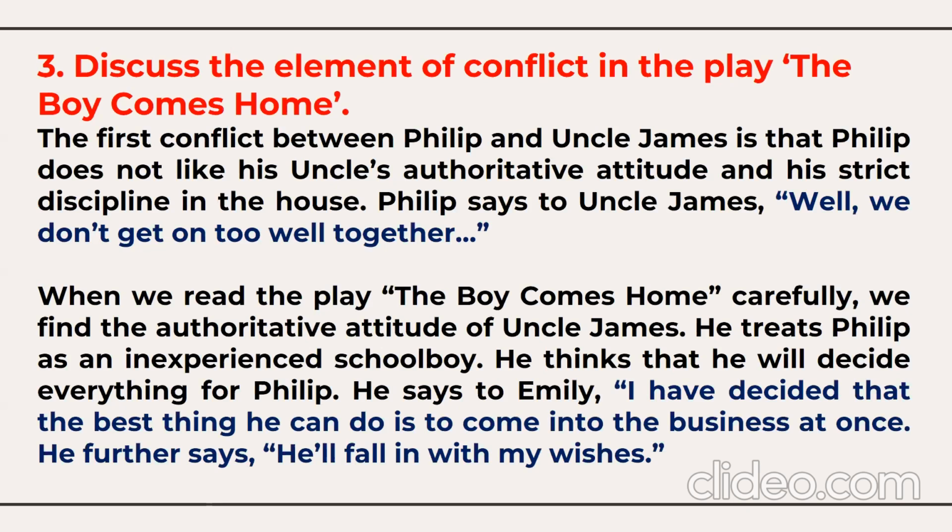When we read the play The Boy Comes Home carefully, we find the authoritative attitude of Uncle James. He treats Philip as an inexperienced schoolboy. He thinks that he will decide everything for Philip. He says to Emily, "I have decided that the best thing he can do is to come into the business at once." He also further says he will fall in with my wishes.